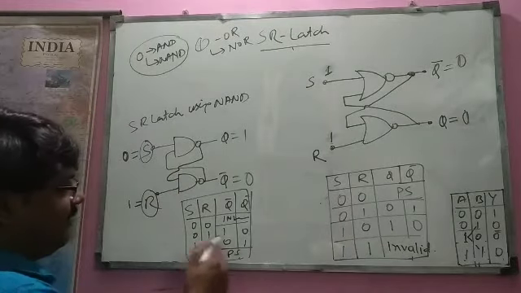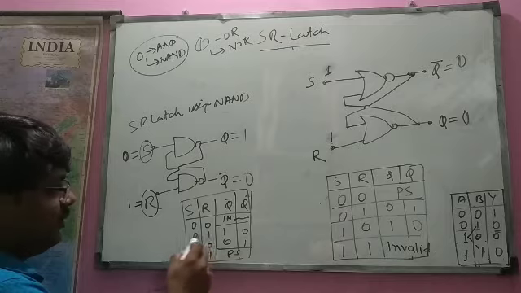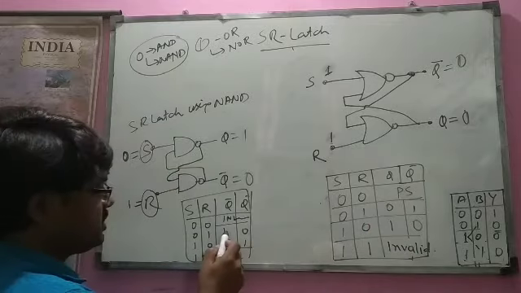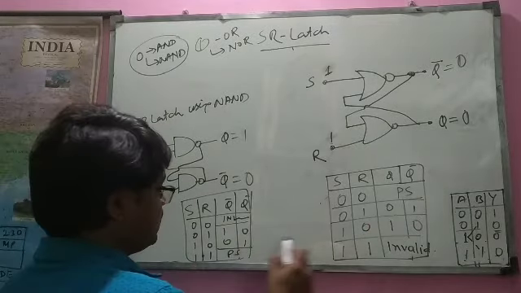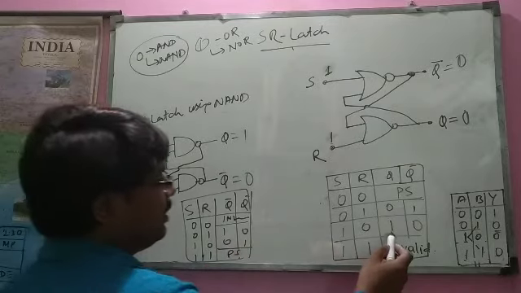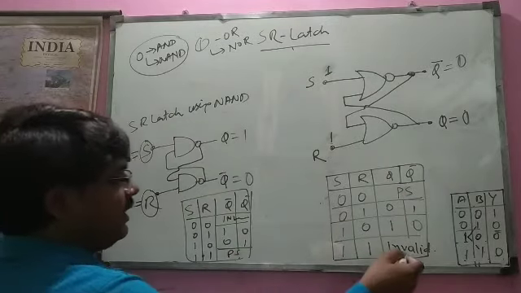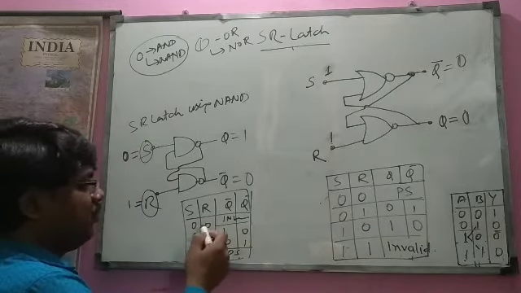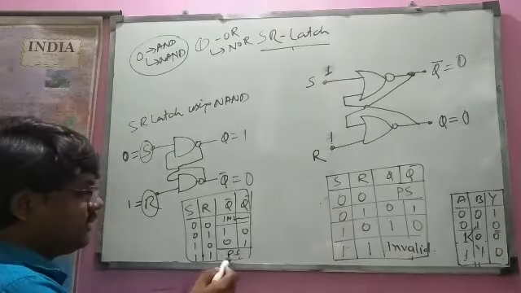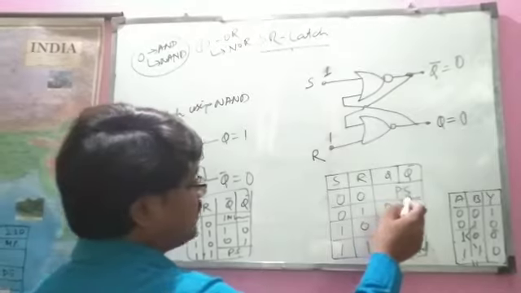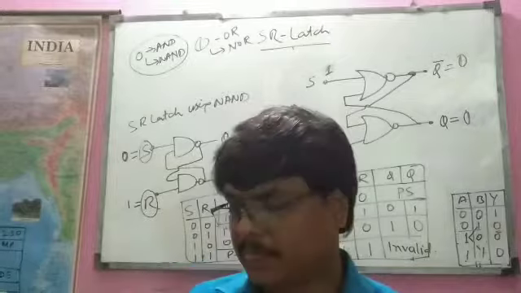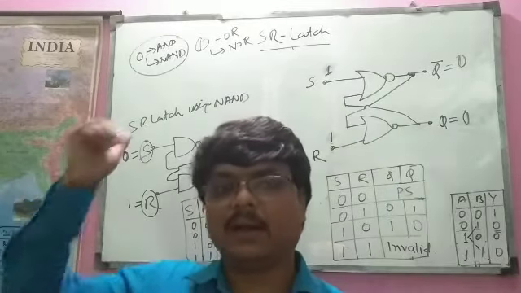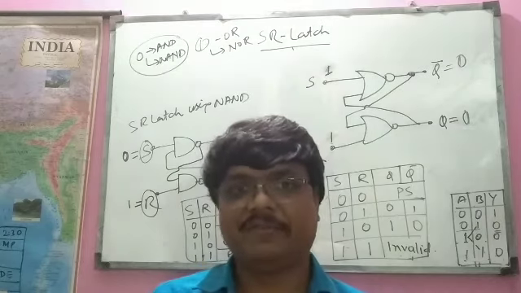But the outputs are different. See, if the input here is 0 1, then here Q is 0, and here Q is 1. Here it is 1 0, its output is 0 but its output is 1. Here it is invalid when the inputs are 1 1, and here it is invalid when it is 0 0. Here it is previous state when it is 1 1, here it is previous state when it is 0 0. So the truth tables of the SR latch using NAND and using NOR are different.